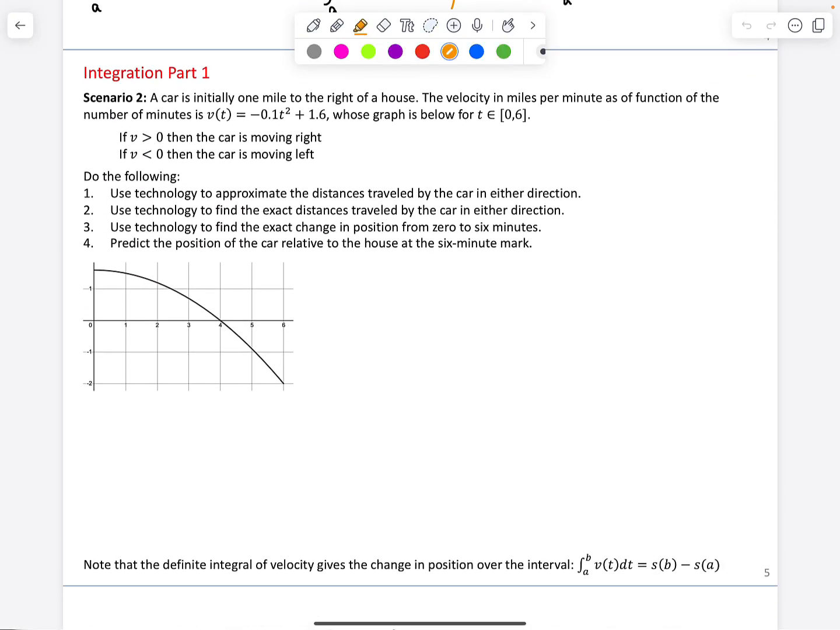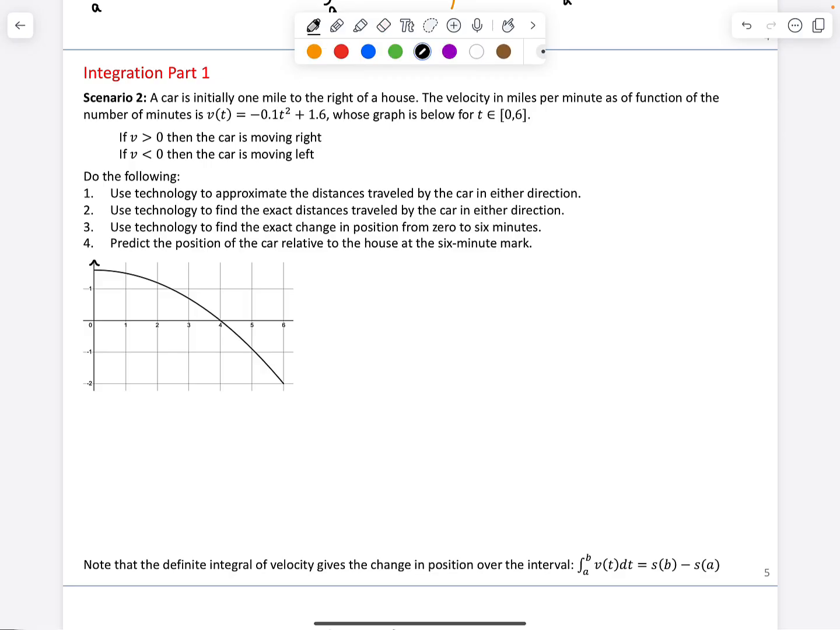Scenario 2. Okay, so we have a new scenario to think about. Again, this will involve velocity. A car is initially 1 mile to the right of a house. The velocity in miles per minute as a function of the number of minutes is v of t equals -0.1 t squared plus 1.6, whose graph is below for t between 0 and 6. If v is positive, then the car is moving right. If v is negative, then the car is moving left. Do the following. Use technology to approximate the distances traveled by the car in either direction.